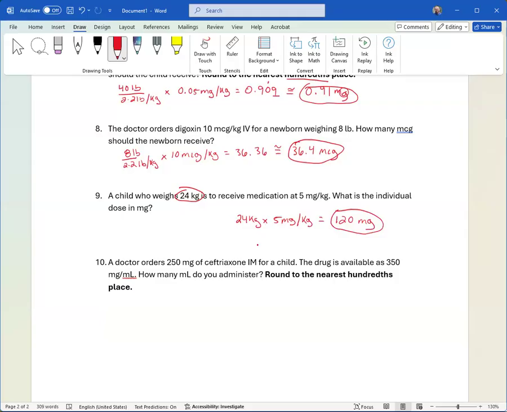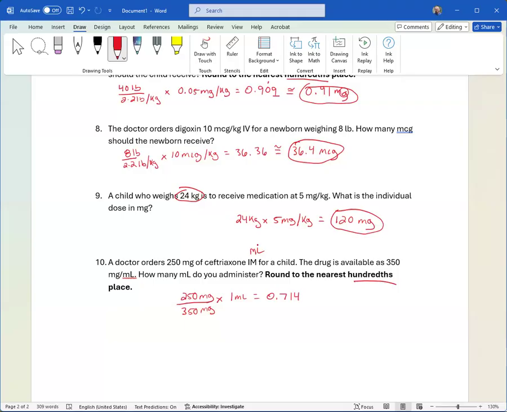All right, last but not least, doctor orders 250 milligrams intramuscular. So anytime you see intramuscular, just know that it's mL. Drug is available as 350 milligrams per milliliter. How many milliliters do you administer? So again, this is just doing order over available times your quantity. And then it says round to nearest hundredths, so we're going to have a small number. So 250 divided by 350. And I'm going to get 0.714.